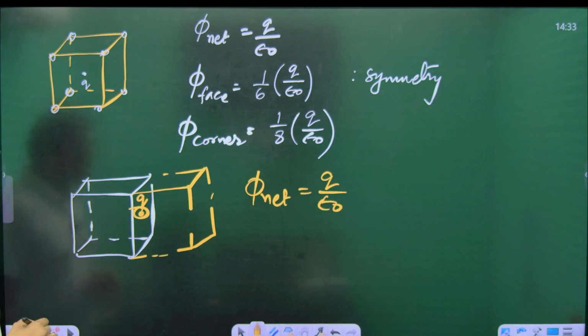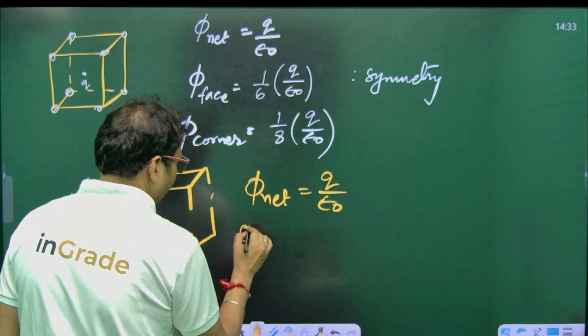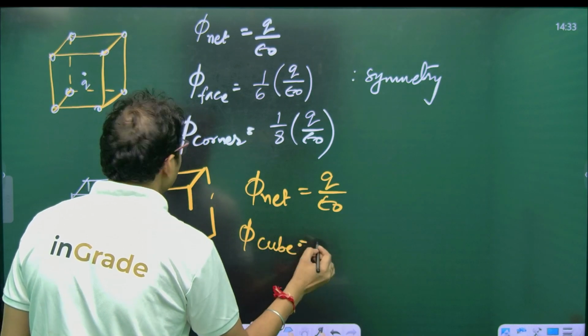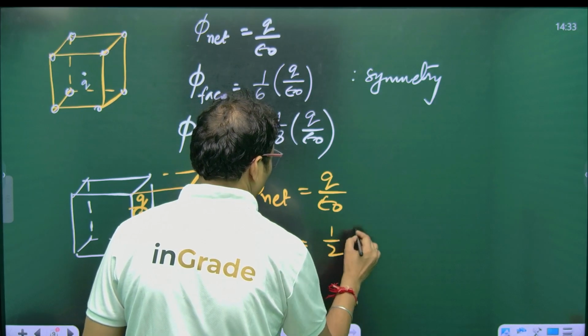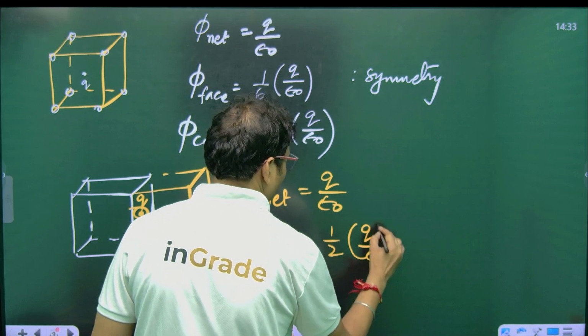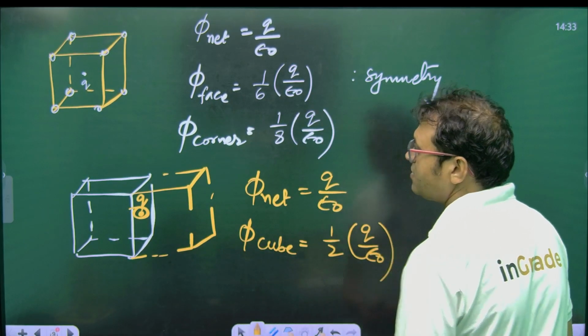And this charge is at the center of the enclosure. It is from symmetry. We can say phi from each cube will be equal to 1/2 q by epsilon naught. I hope this is clear.